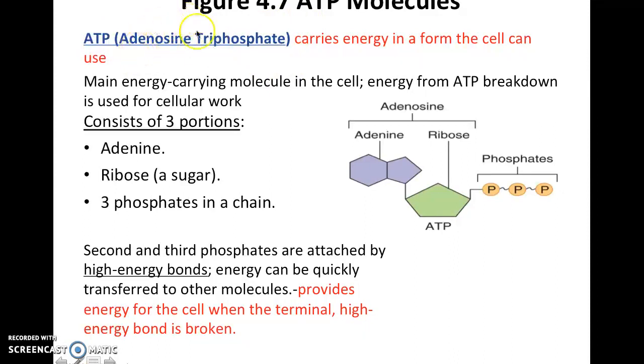We always refer to it as ATP. It carries energy in a form that the cell can actually use. So it's made up of adenosine, ribose, and then 3 phosphates. And in order to give you energy, this energy bond here between the second and third phosphate is broken right in this area. When you break off this third phosphate, it provides energy for the cell because that is a very high energy bond right there. So we go from ATP, break off this third phosphate, and we end up with ADP. The breaking of that phosphate itself provides energy.